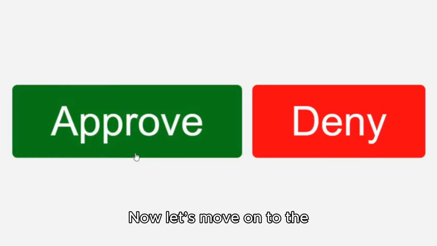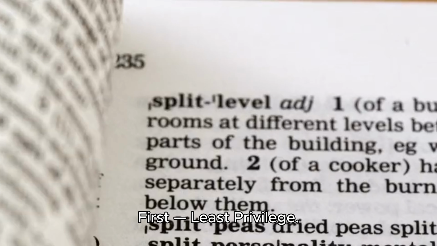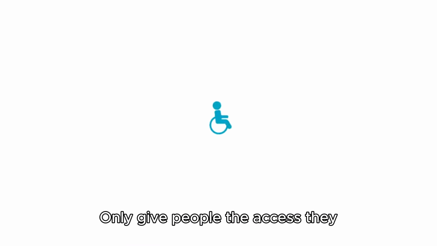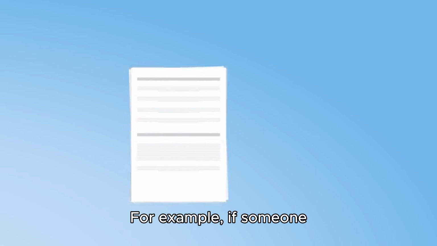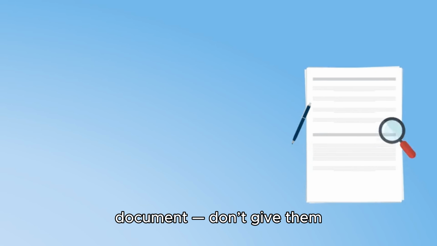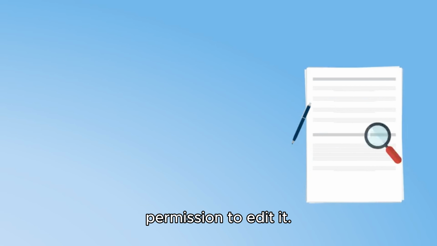Now let's move on to the secure design principles. First, least privilege. Only give people the access they absolutely need to do their job. For example, if someone just needs to read a document, don't give them permission to edit it.